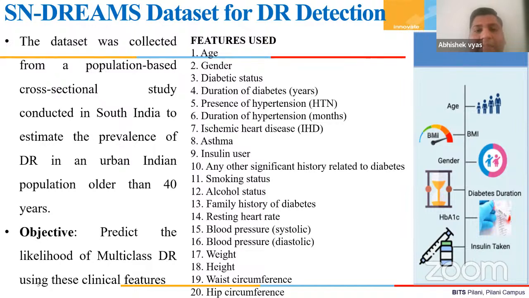The DR grading is based on multi-class DR, where 0 stands for no DR, 1 stands for mild DR, 2 stands for moderate DR, 3 stands for severe DR, and 4 stands for proliferative DR.